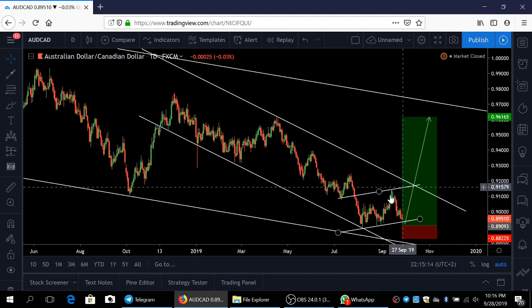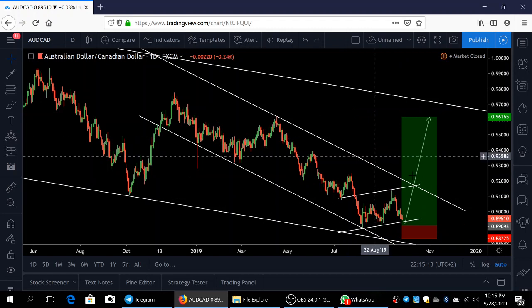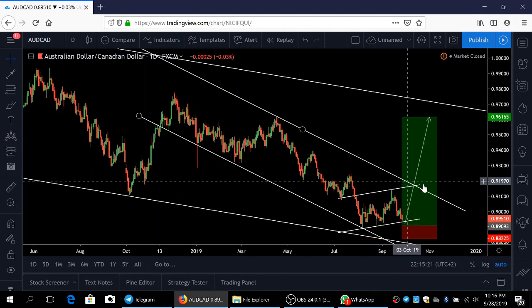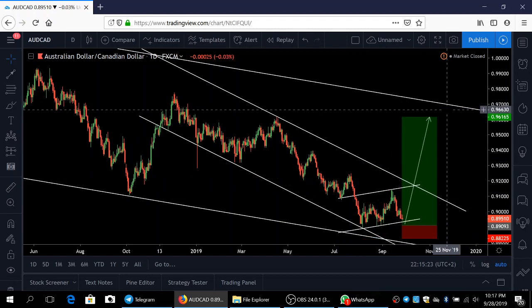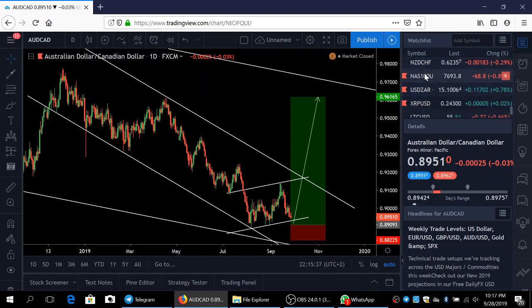And then if we manage to breach this descending trend line, we will then hopefully look for more long positions to the upside. And then our final setup for the upcoming week is NAS 100. We're also looking at the daily chart for this one.